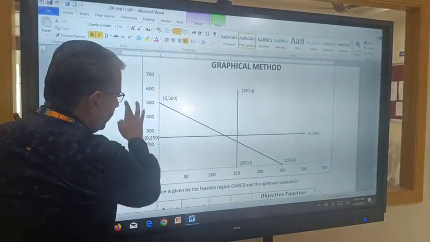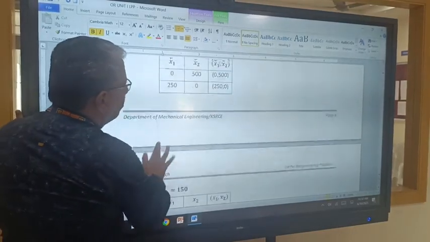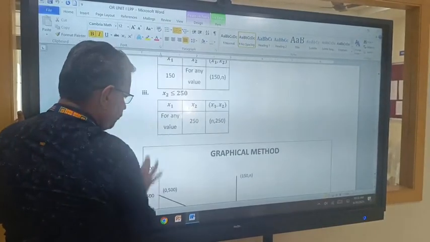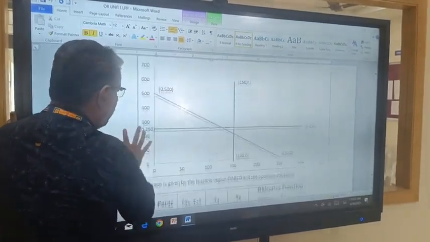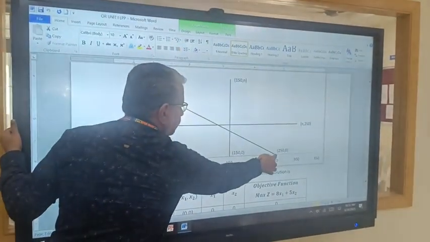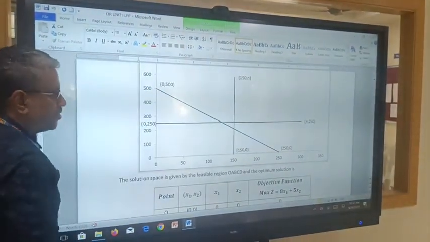So the first pair of points is (0, 500) and (250, 0). So (0, 500) is this point and (250, 0) is this point. So joining these two points gives a line. So this is the first constraint.